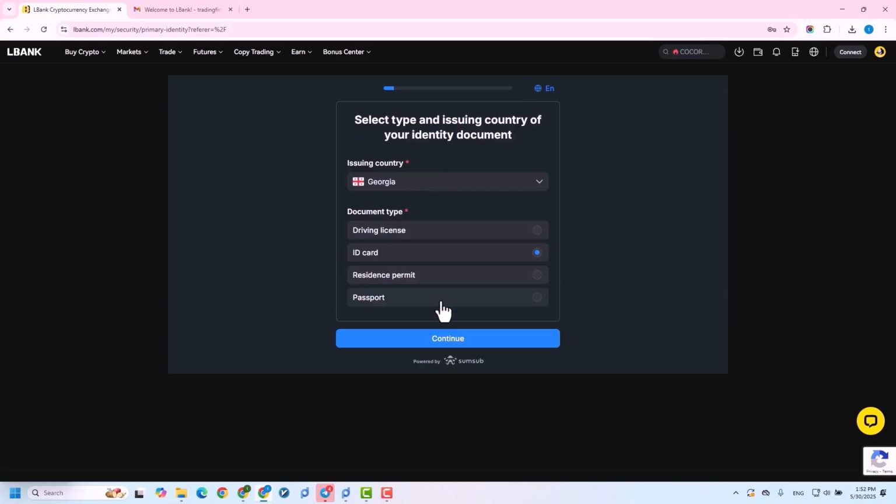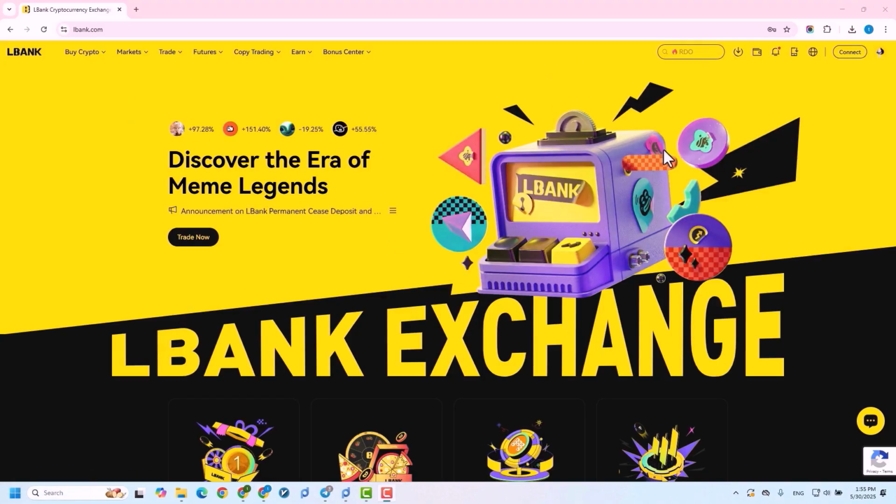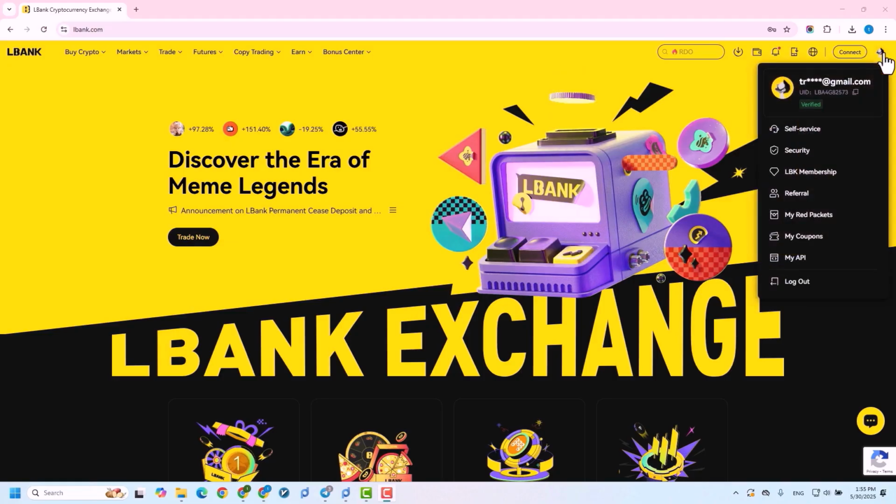Here, after selecting your country and the type of documents you want to upload, click on the Continue option, and at this stage, by clicking on Choose, you can upload the documents required for your identity verification. The verification process usually takes anywhere from a few minutes to a few hours. Keep in mind that you can use this exchange even without KYC, but identity verification is required for withdrawals. Let's return to the main dashboard. After completing the identity verification process and uploading the documents, our account status changed to verified.